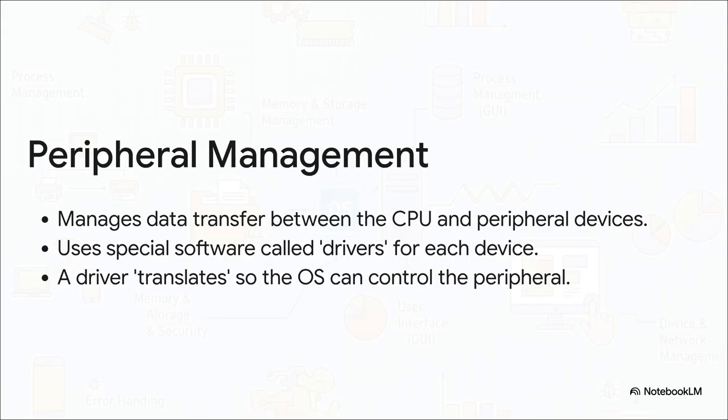And what about your printer, your mouse, your keyboard? These are all called peripherals. The OS manages them using these tiny little pieces of software called drivers. Just think of a driver as a translator. Your OS doesn't speak Canon printer, but the driver does, and it allows them to have a perfect conversation.